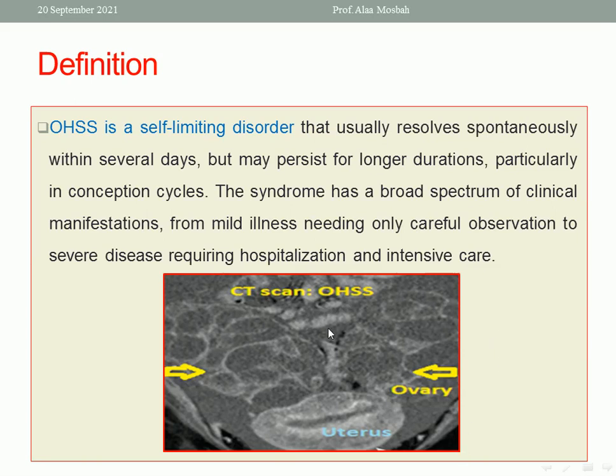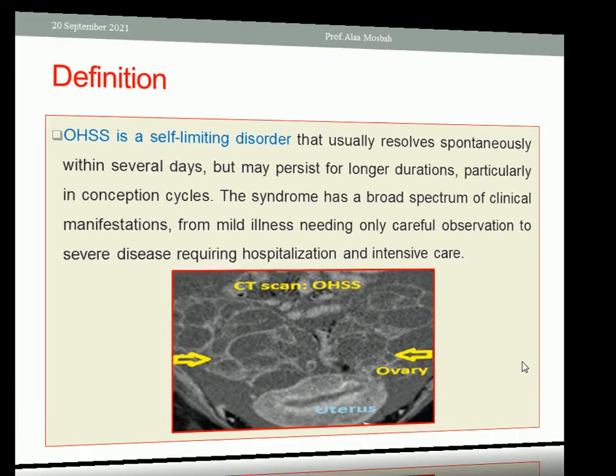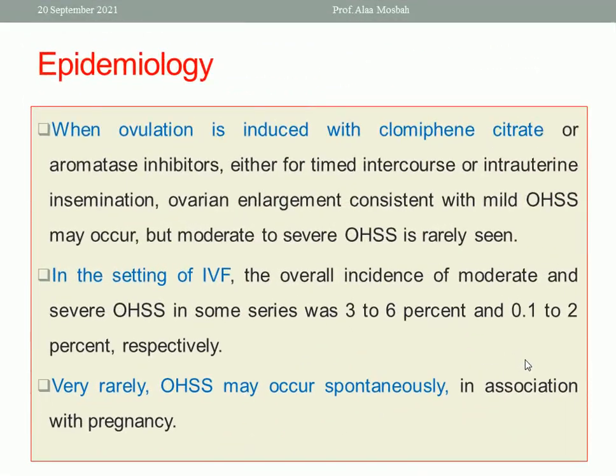As you see in this picture, this is another case with CT scan of ovarian hyperstimulation syndrome. These are the ovaries with multiple follicles, and this is the uterus. What about the epidemiology?